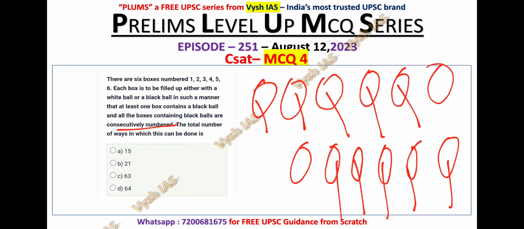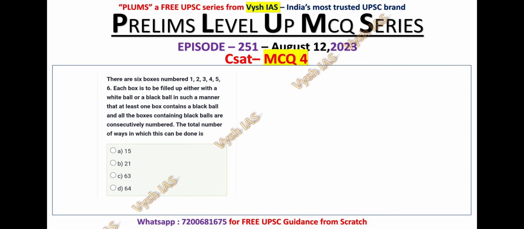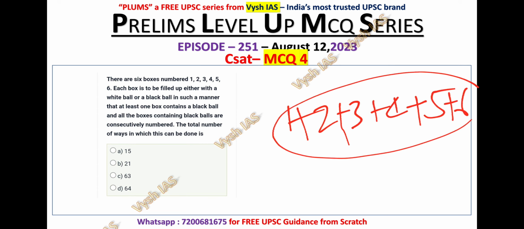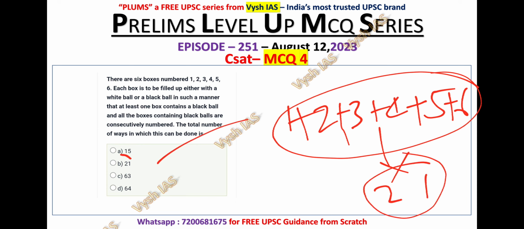There are 2 ways. In the same way, we have to do a trial and error method with 4 boxes where black balls are filled, 3 boxes, 2 boxes, 1 box where black balls can be filled. So the total number of ways of putting a black ball is 1 plus 2 plus 3 plus 4 plus 5 plus 6. So the total value will be 21. So 21 is the correct answer for MCQ number 4.